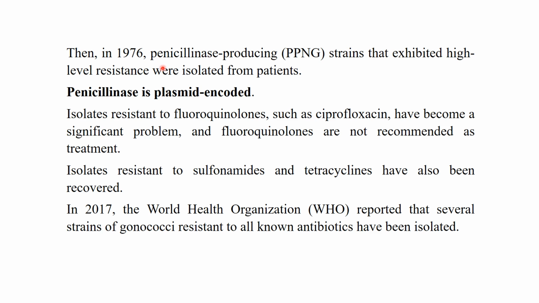Then in 1976, penicillinase producing strains, PPNG, penicillinase producing Neisseria gonorrhoeae strains that exhibited high level resistance were isolated from patients. Penicillinase is plasmid encoded. Isolates resistant to fluoroquinolones such as the ciprofloxacin have become a significant problem and fluoroquinolones are not recommended as treatment. Isolates resistant to sulfonamide and the tetracycline have also been recovered. In 2017, the WHO reported that several strains of gonococci resistant to all antibiotics have been isolated.